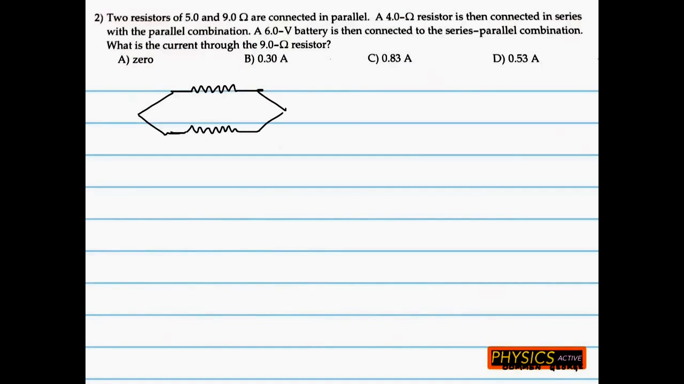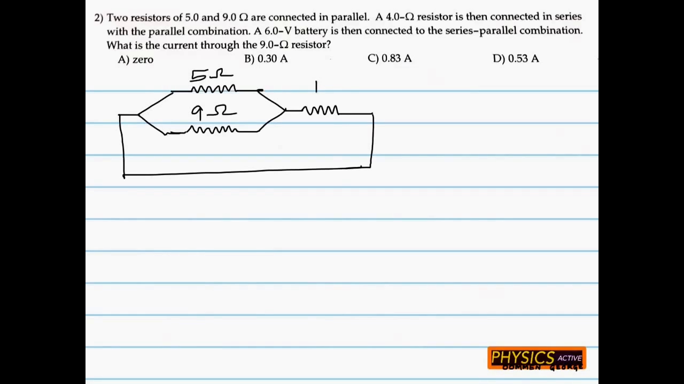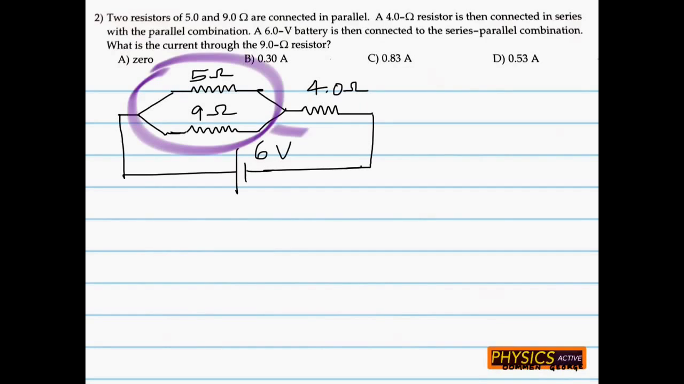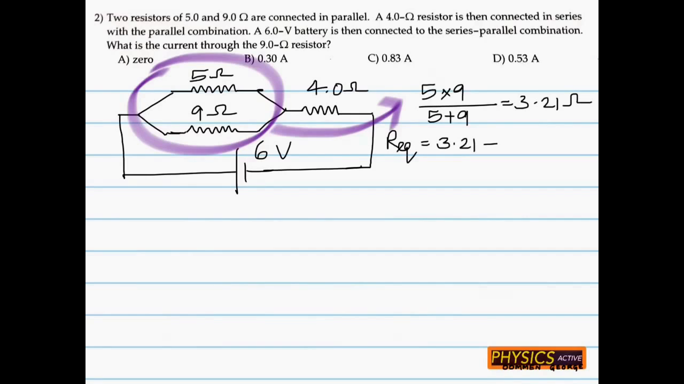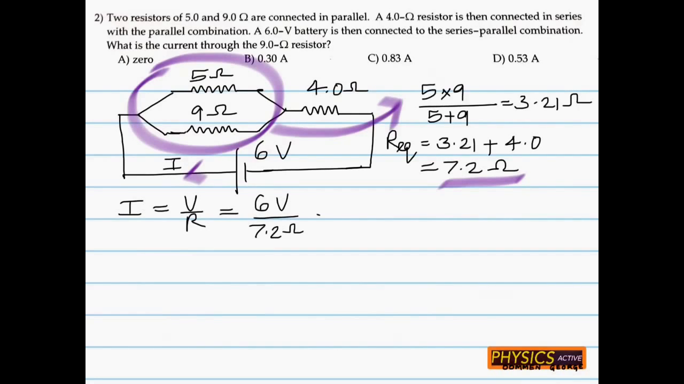Question 2. You have two resistors, 5 ohms and 9 ohms, connected in parallel like that. And then you have a 4 ohm resistor connected in series to that. You're asked to find the current through the 9 ohm. Okay. First take the equivalent resistance of 5 and 9, which would be 3.21, and then add it with 4, that gives 7.2. Then you find the current, which is 0.83 ampere.